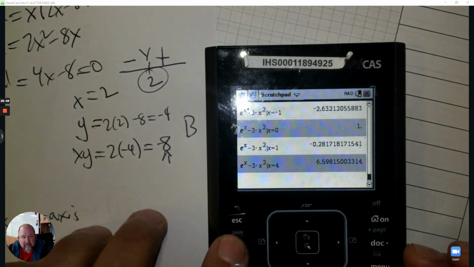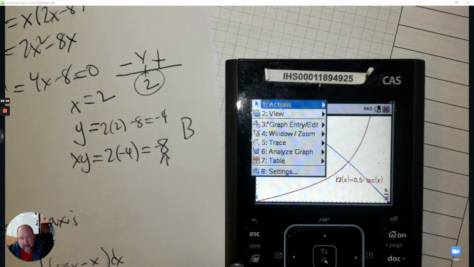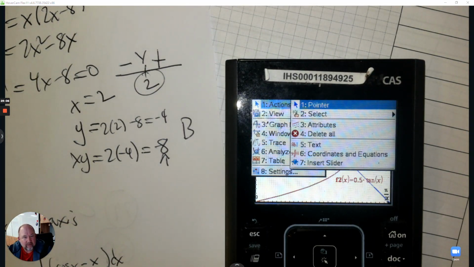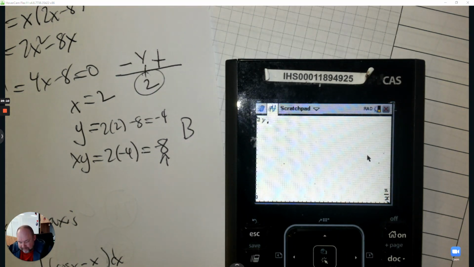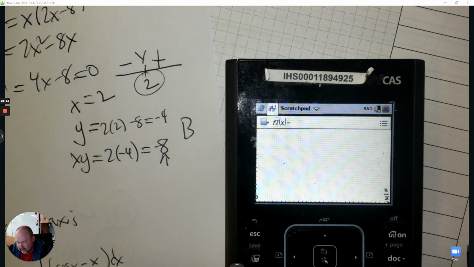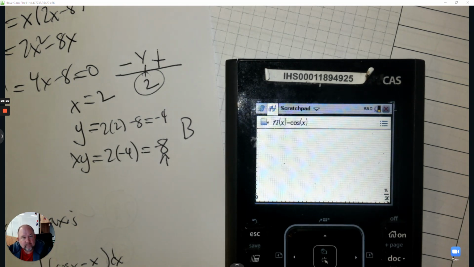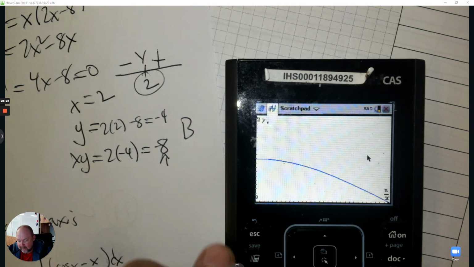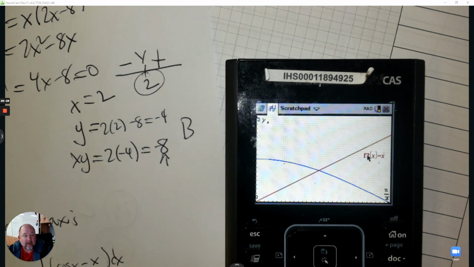So I'm going to graph this. Press that to graph. I have something there. I'm going to clear it. So I'm going to go menu, actions, and just delete it all. I'm going to start again. Press tab. I'm going to press cosine, so trig, cosine x. I'm going to press tab and then y equals x, or just x. And then I want to know where they intersect.